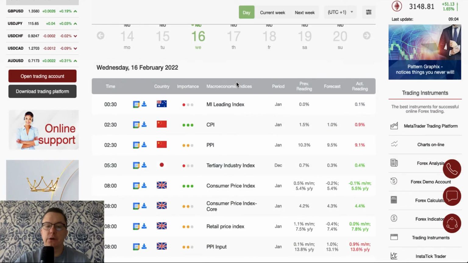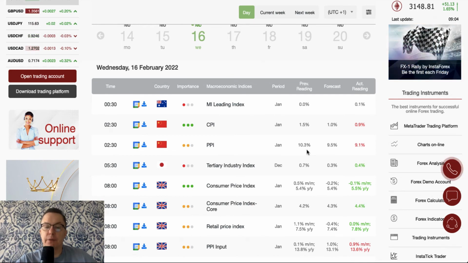CPI data from China together with the PPI data were released overnight and both of them missed the expectations. CPI 0.9% versus 1% expected and 1.5% previous reading. PPI 9.1% versus a forecast of 9.5% and 10.3% last reading. So this is not quite a good set of data from China.